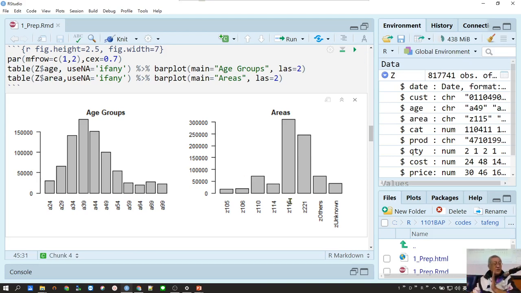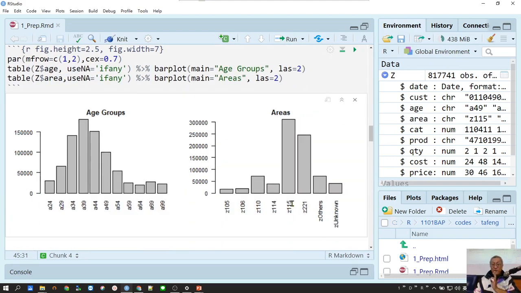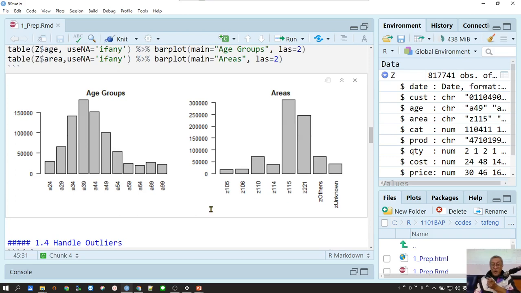The same thing, this is area, right? So most of the people are living in 115 and 221, right? So 115 is Nangang, and 221 is Xizhi. Most of the customers come from these two areas. Okay. And we have some.